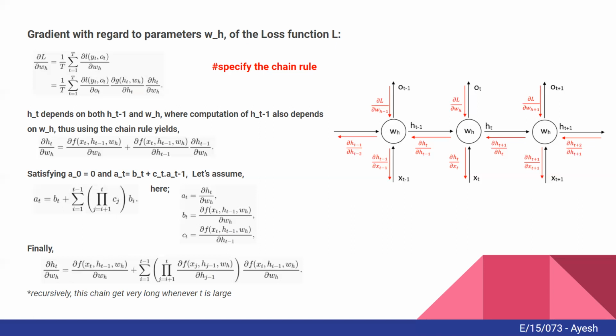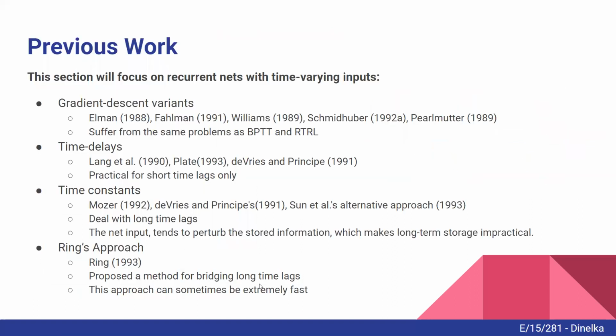So the chain rule can yield dht over dWh from these two terms. And by assuming these terms as At, Bt, and Ct, we get a simplified equation, finally dht over dWh, and these are the terms which will be long whenever the T is large. The next part will be explained by Dinelka, on previous works.